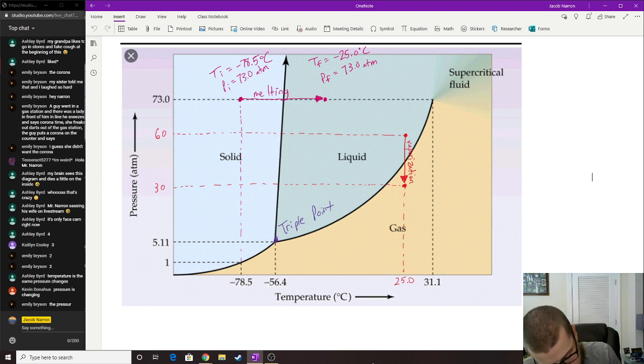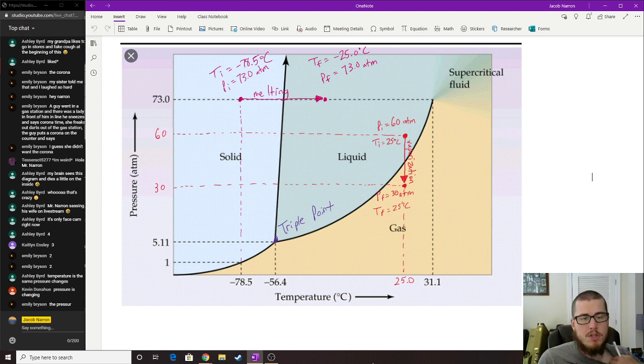So I can write it on here. Let's look at initial first. Initial just means starting. So I'm doing my starting dot right here. P initial is 60 atmospheres. P final is 30 atmospheres. My temperature initial is going to be 25 degrees Celsius. My temperature final, what do you know? Still 25 degrees Celsius. So as we can see, pressure is changing, temperature is staying the same.